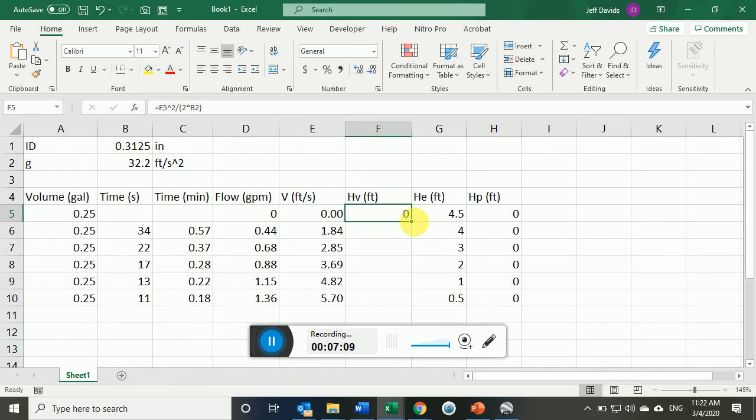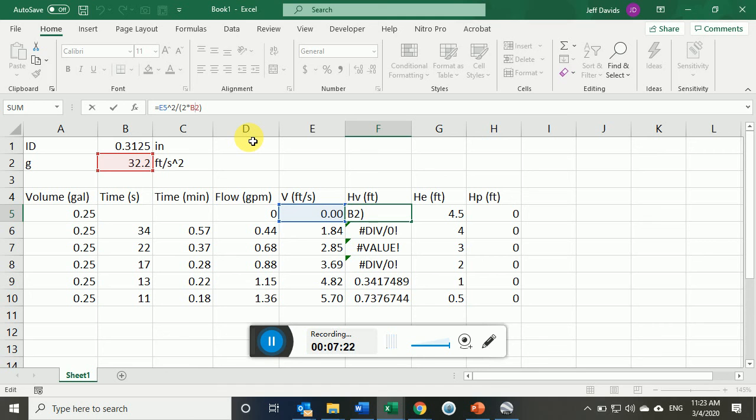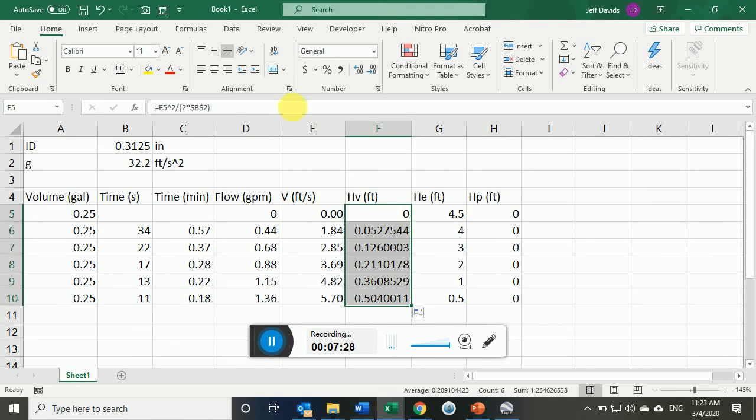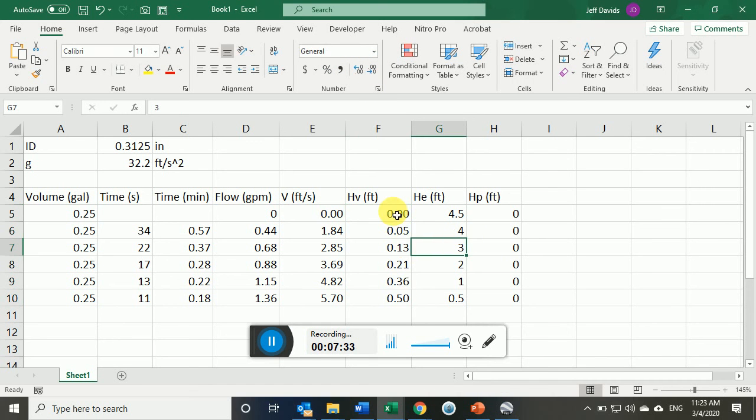All right, so let's drag that down. Oh, what did I do wrong? Why is it not working? Why am I getting errors? I didn't lock it. I did not do that on purpose, but it's a great example of a mistake. I should have said that I did it on purpose. You wouldn't have known. Okay, so there's my velocity head. Do these numbers make sense? Yeah, seems pretty reasonable.